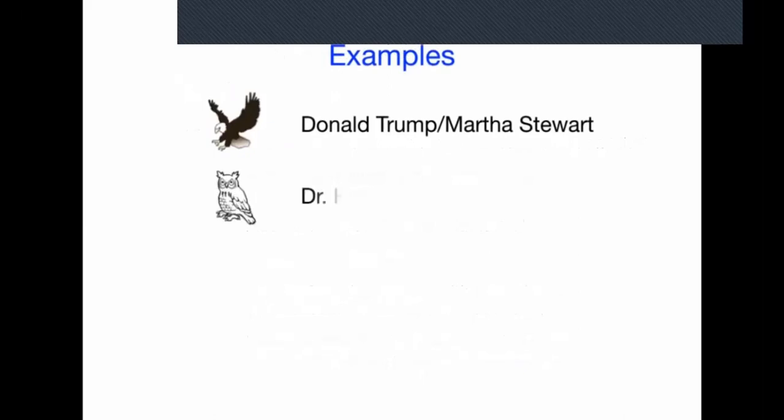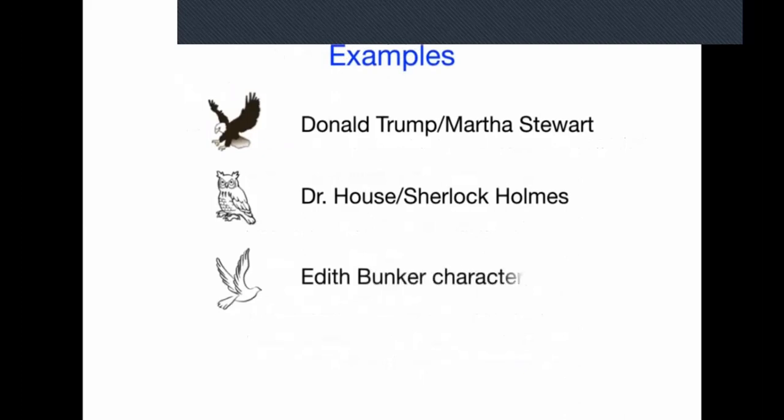So just to give you a better idea, here are some examples. An eagle, the classic example always was, yes, Donald Trump and Martha Stewart. They didn't seem to care much about the feelings of others, but they wanted to get things done. The owl, if you ever watched the medical show Dr. House, he is a great example of an owl. He doesn't care much for the feelings, but just looks at the facts and comes to conclusions, as did the old Sherlock Holmes. The dove, now this may be someone you've not heard of. Edith Bunker was on a TV show called All in the Family, and her big thing was just making sure everybody was happy and taken care of. And finally, a roadrunner, there couldn't be any better example than the late Robin Williams.